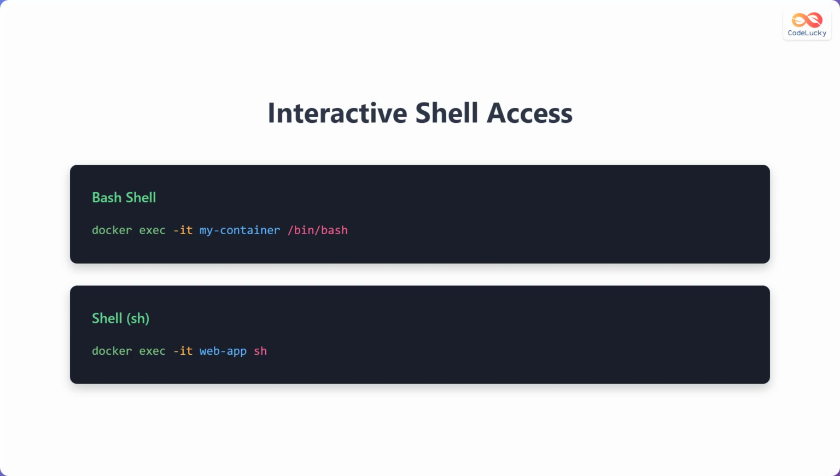Now let's see how to get interactive shell access using Docker Exec. For a bash shell, the command is docker exec -it my-container /bin/bash. For a shell also known as sh, the command is docker exec -it web-app sh.